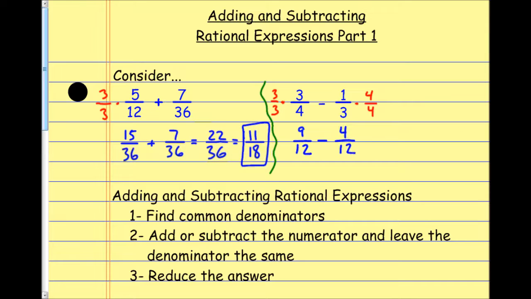Now I have common denominators. I subtract the numerators. 9 minus 4 is a 5. The denominators stay the same, so it becomes a 5/12. Okay, and that's it. So when we're dealing with fractions, we need to have common denominators for addition and subtraction.